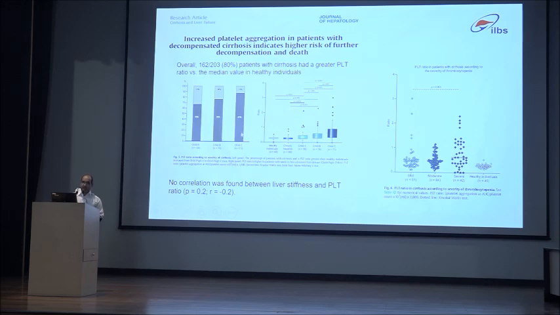That means if the value is 5, then in Child C patients, about 87% of the patients will have a higher PLT ratio than the normal individuals. And this PLT ratio is also higher as we go by the advancement of the disease. So in Child C, the aggregation parameter is much more than in compensated disease, chronic hepatitis, or Child A. Moreover, even in thrombocytopenia, where the platelet count is lower, the aggregation is much more potent in cirrhotic patients.